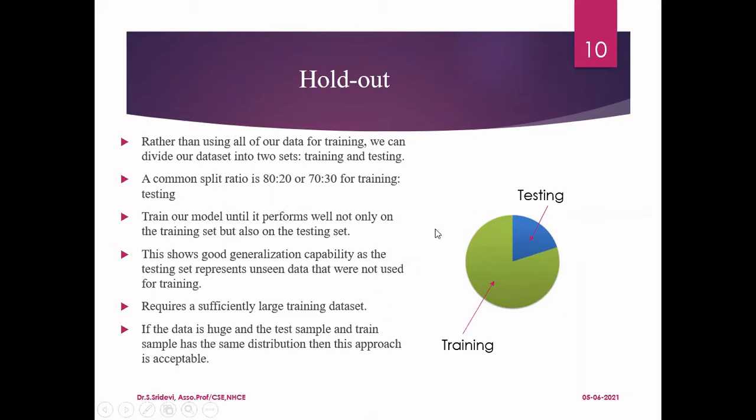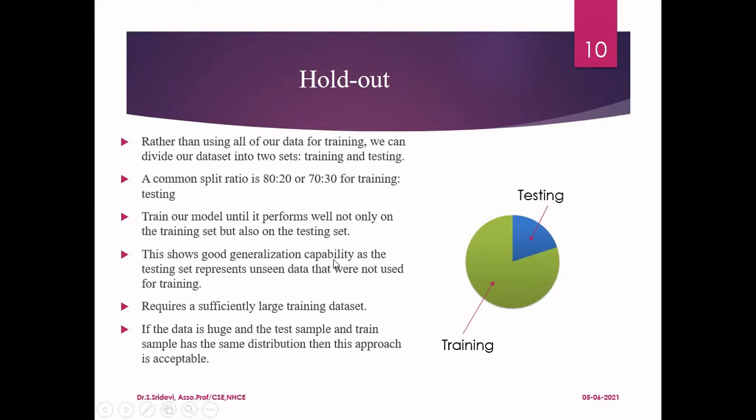And here is a diagram to understand. The pie chart represents the whole portion. In that, 20% I'm using for testing and the remaining 80% of the data I'm using for training. Always we will use more data for training rather than testing, because from the training only the model is learning. In testing, you are simply testing the accuracy of the model. So keep as much as possible for the training. And we are going to train our model until it performs well, not only on the training set, but also on the testing set. And when you do that, you can develop a model with good generalization capability.